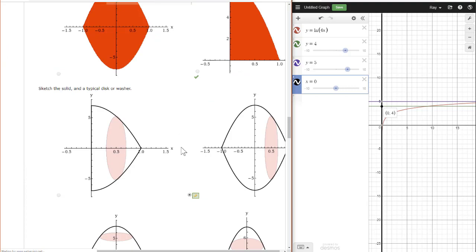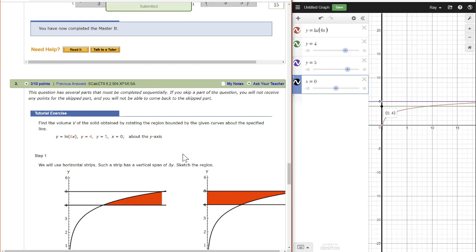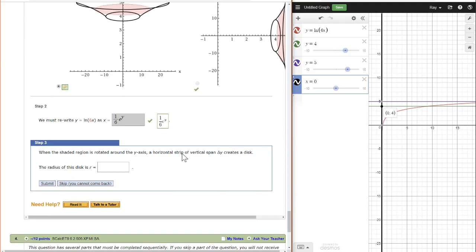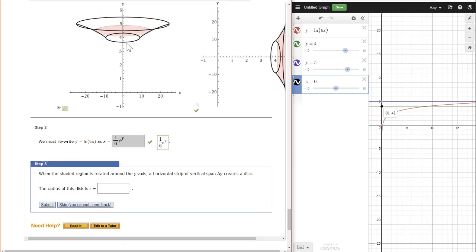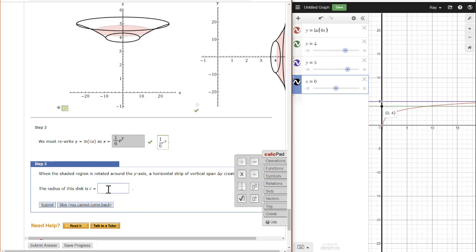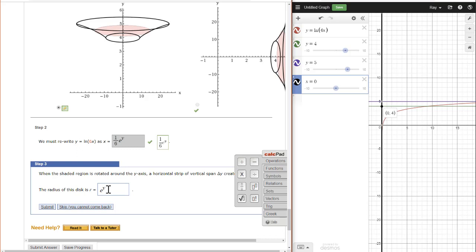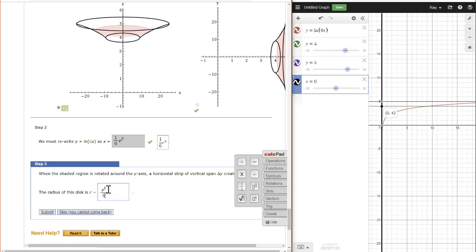Because we're going to integrate with respect to y. We're moving along the y-axis. We want to make sure that our function or radius is going to be in terms of y. So this is going to be the radius. It's going to go from the axis of rotation to that x value. x is equal to 1/6 e to the y. So that's going to be your radius. I'm just going to rewrite this as e to the y divided by 6.